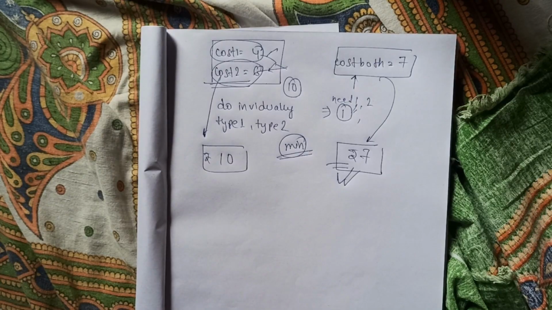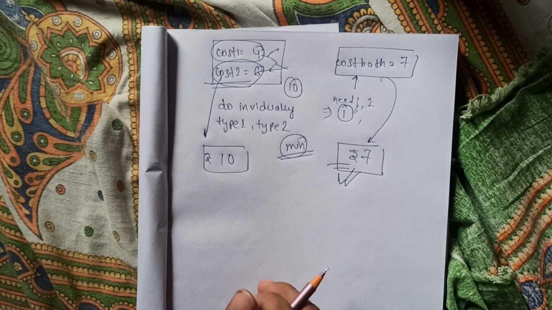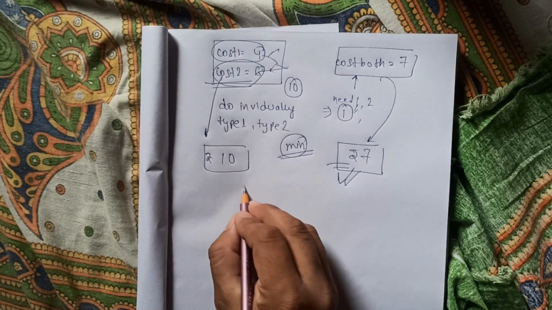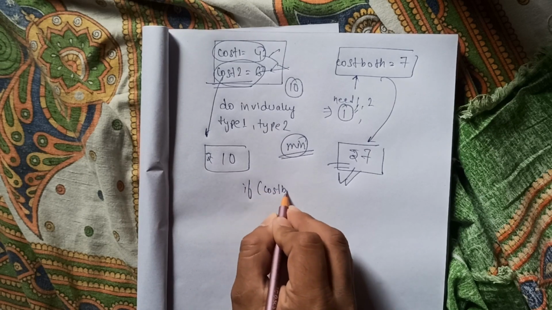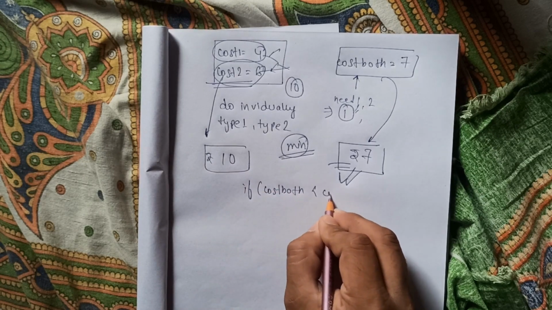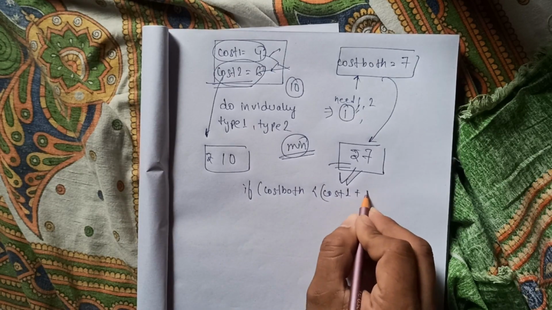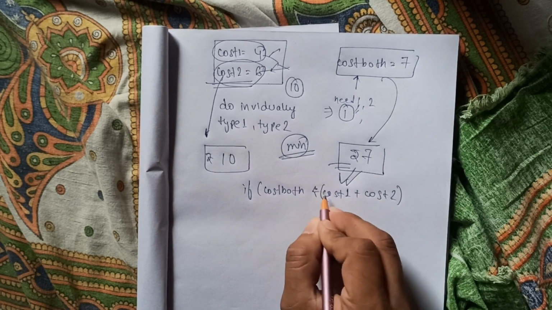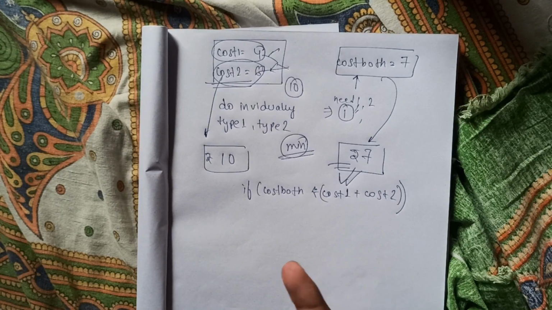So from this very statement, you can infer that if your cost both is less than cost 1 plus cost 2, or even if it's equal, then also there is no problem.